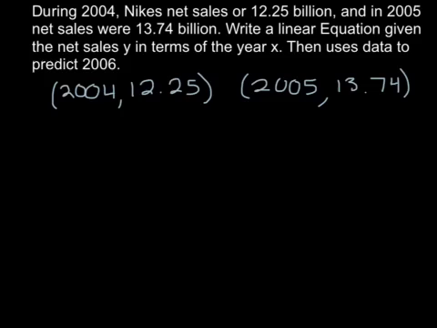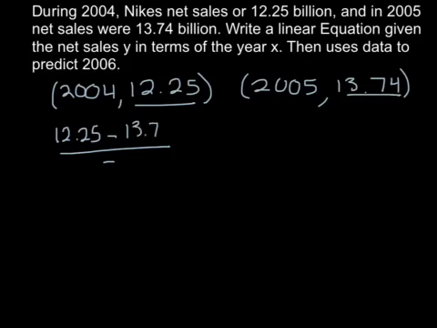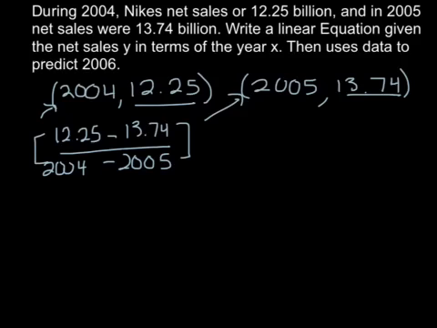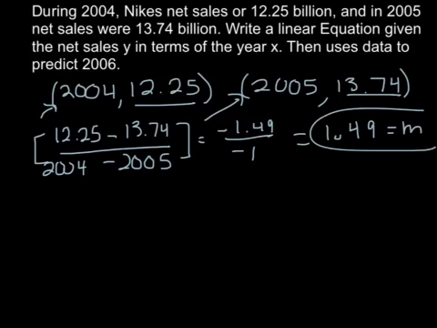So the first thing I need to do is find my slope. The change in y, so these are my y terms, over the change in x. Now we need to be careful that these two are one point, which they are, and those two, top and bottom, are one point, which they are. So on the top I get negative 1.49, and on the bottom I get negative 1. Therefore my slope is 1.49.